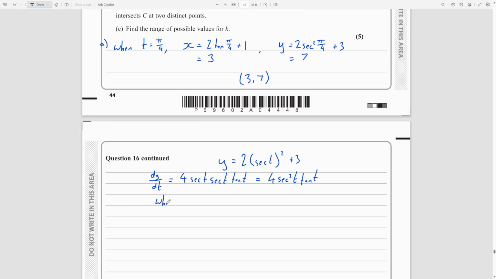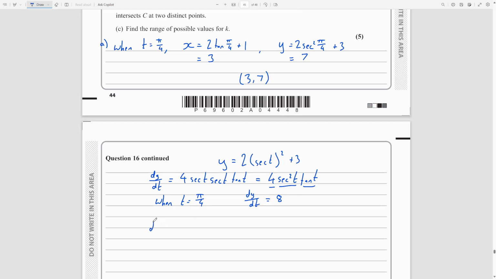And then we can say that when t is pi over 4, what is this? Well, dy by dt is, to work that out, I just do cos of pi over 4, square it, and do 1 divided by that. So that's this bit done on my calculator. I've got 2, times that by the 4, I've got 8, times that by tan of pi over 4, which is 1, and we just get 8.